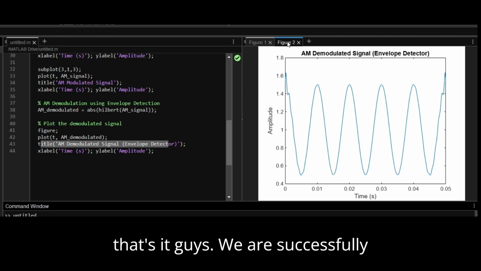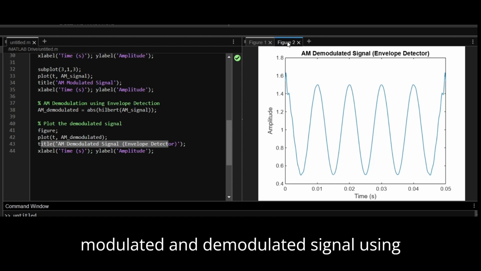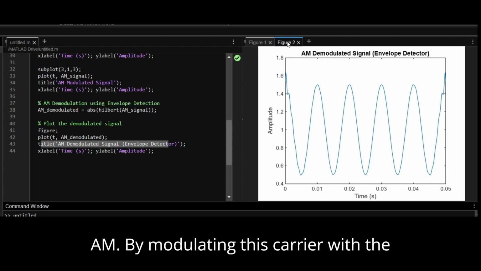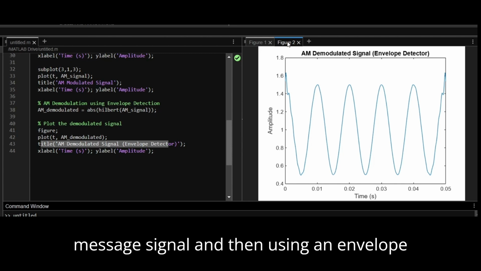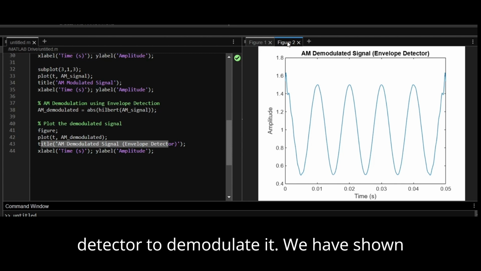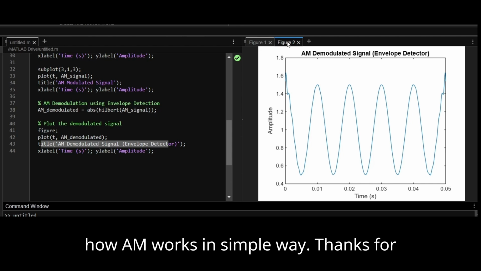And that's it, guys. We have successfully modulated and demodulated a signal using AM. By modulating the carrier with the message signal and then using an envelope detector to demodulate it, we have shown how AM works in a simple way.